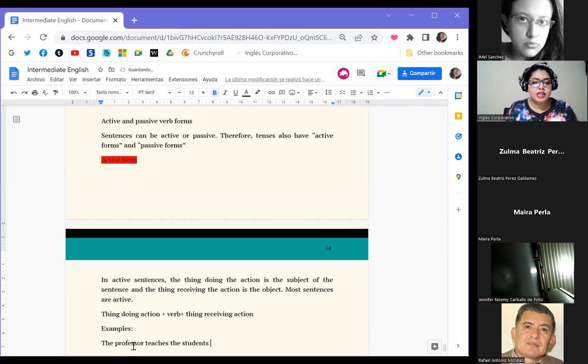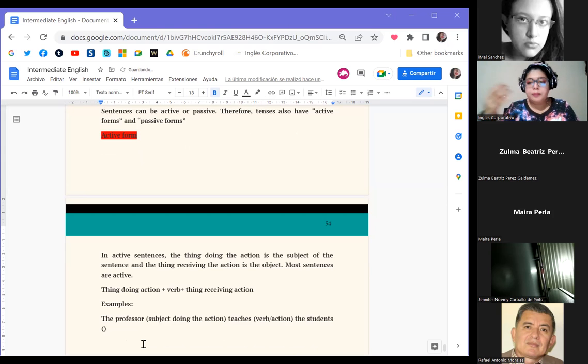So in this case, the professor is the subject doing the action. And we know that this one, teaches, is the verb or the action that the professor is doing. And the object of this sentence, the one that is receiving the action, is the students.